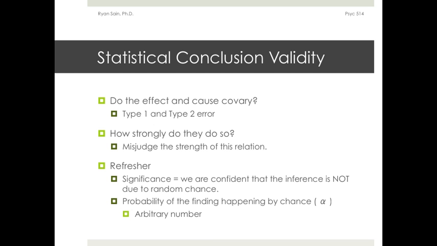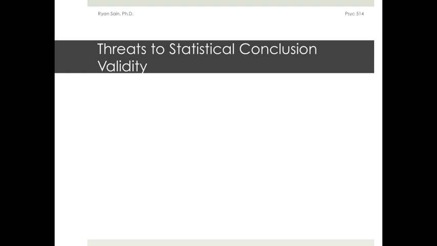So is it less than our alpha level? Then we're good. That alpha level is completely arbitrary. Some people choose 0.05, some people choose 0.01. Physics uses 0.0000002. So there are all sorts of different alpha levels out there, but in psychology we typically use 0.05.